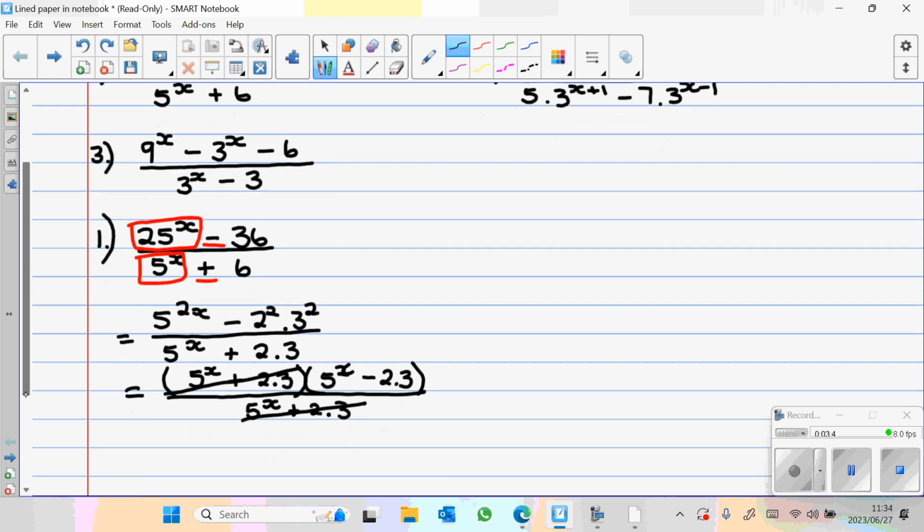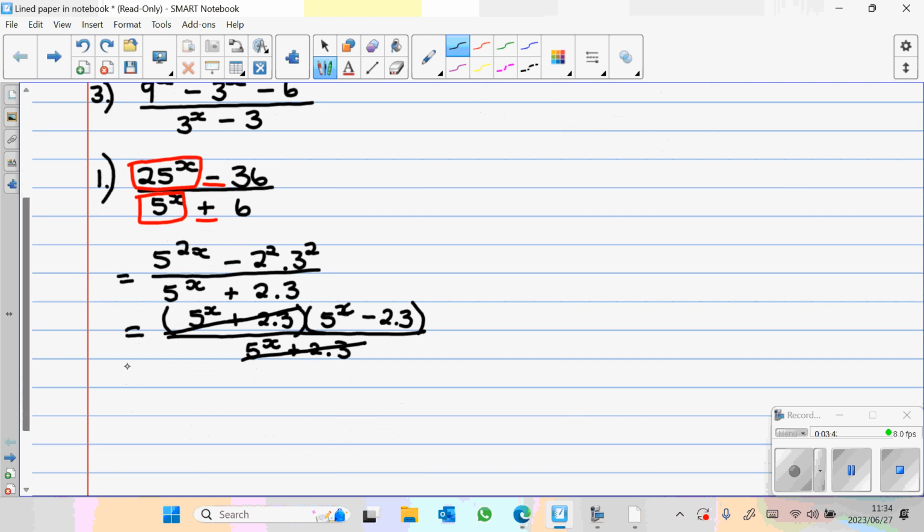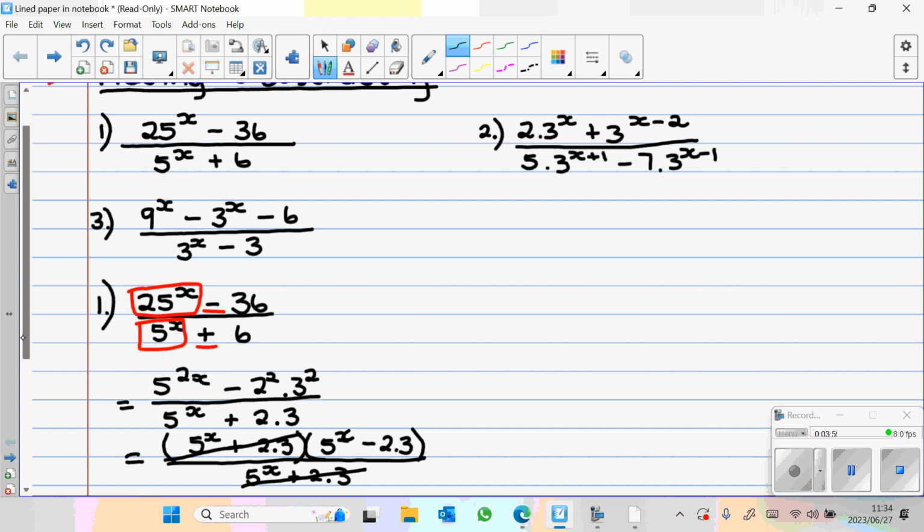let me just make room for it. My answer is actually 5 to the power of x minus, and 2 times 3 is 6, and that is the final answer for that one. I'm going to go back so that I can do number 2 next to it.